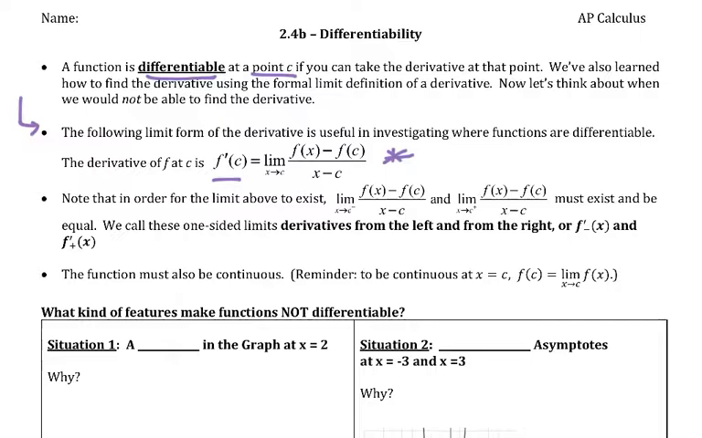So a reminder about limits: when we take a limit, we know that the limit exists only if the limit exists from the left and from the right, and those two limits are equal. So we're going to have to think about that as we consider differentiability.